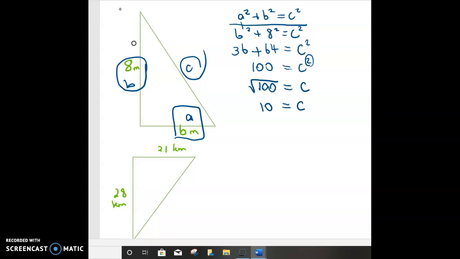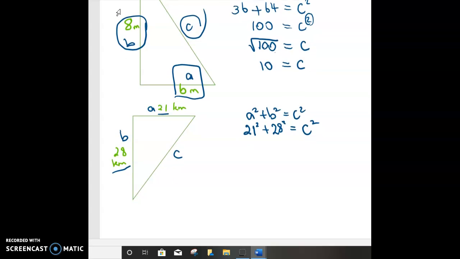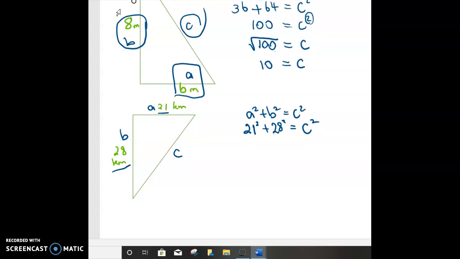Let's do this last one together, and then you can try a couple on your own. Always start with the formula first. A squared plus B squared equals C squared. We'll call this A, we'll call this B. Now I substitute in the formula. Wherever I see A, instead of A, I'm going to write 21 squared plus, instead of B, I'm going to write 28. But I have to remember to square it, and that equals C squared. There's C over here. I've got no idea what C is at this stage. Then I have to work out what 21 times 21 is and what 28 times 28 is.